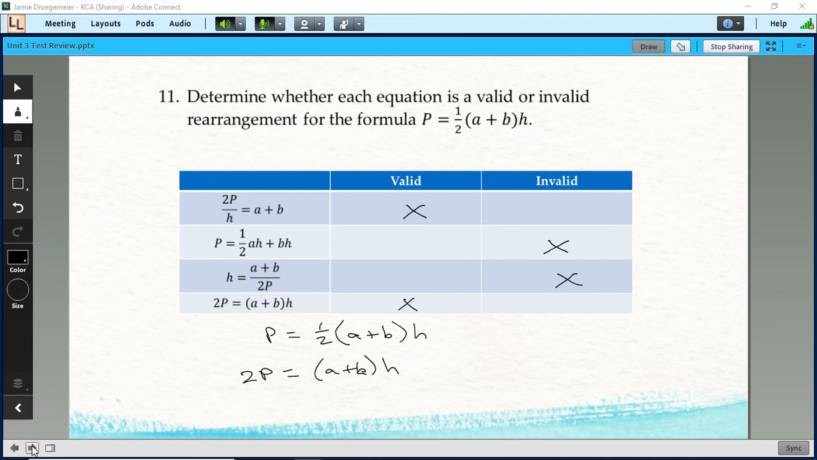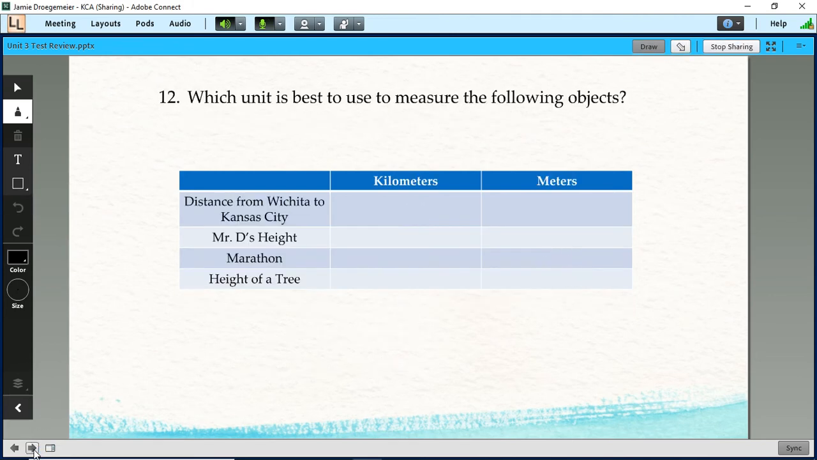All right, let's move on then to number 12. In this one, they've just given us some different objects and asked us which of those measures would be best to use. Would it be better to use kilometers or to use meters? Well, if we measure the distance from Wichita to Kansas City, that's going to be a very large distance, kilometers. If we think in terms of standard units, we measure in miles when we're talking about those long distances. Kilometers is going to be similar to miles there.